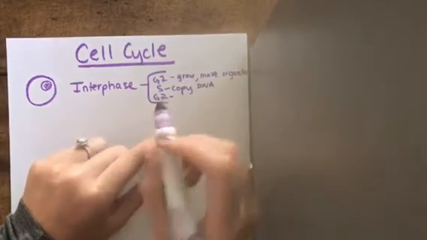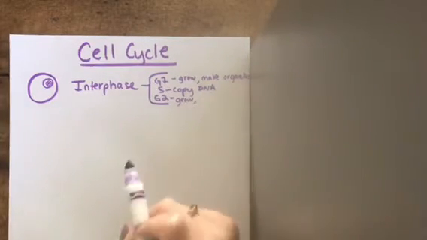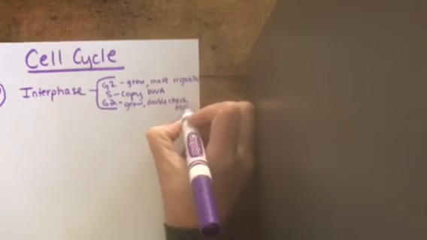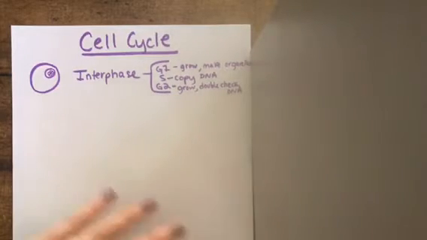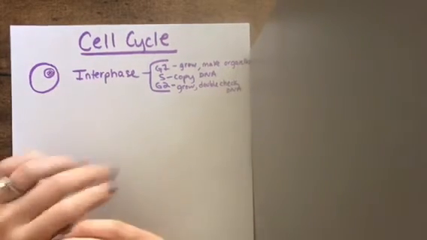All right, in the G2 phase, we're going to grow some more. We can remember this by G standing for grow. And it's also going to double check and make sure that we copied that DNA right. So we've got to double check that DNA. All right, and that makes up interphase. So like we said before, most of the time a cell is going to spend its time in interphase.